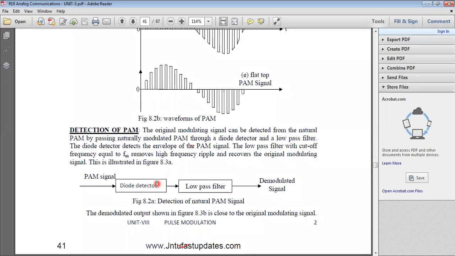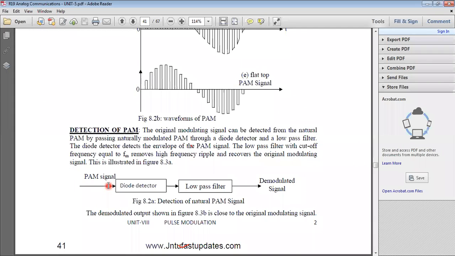Similarly, here also we have a diode detector. To extract our original message, we use a diode. Depending upon the diode forward bias and reverse bias conditions, we can extract the envelope of the modulated signal. Then automatically we get our message signal. Therefore, the input to the diode detector is a PAM signal.